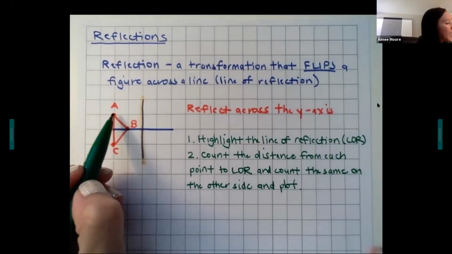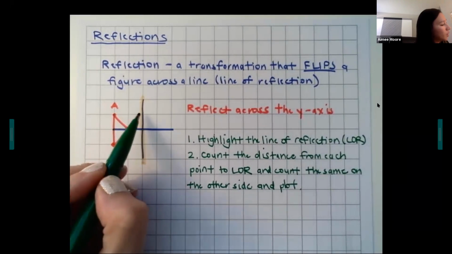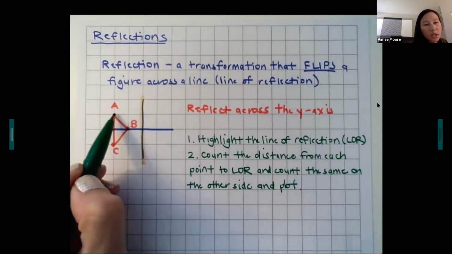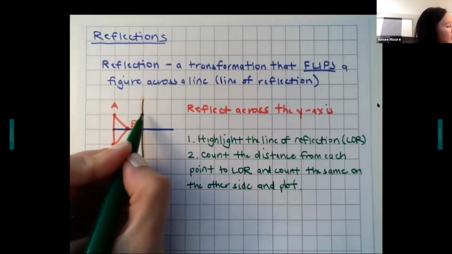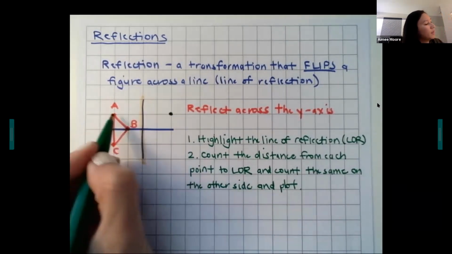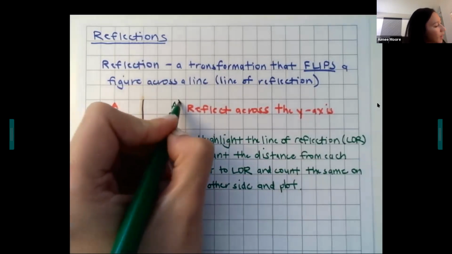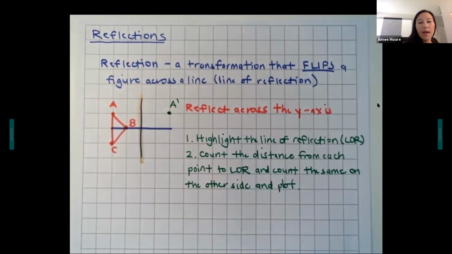Okay, so point A, the distance from the line of reflection is 2 units. So if it's 2 units to the left, to plot the reflected one, we're going to count 2 units to the right. And that is our reflected point. And so we call that A prime. You put a little apostrophe, and that means that's the reflected point.